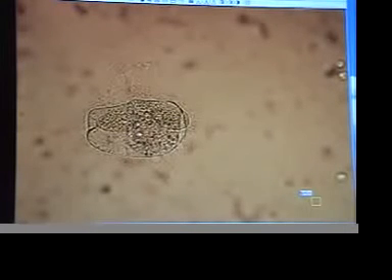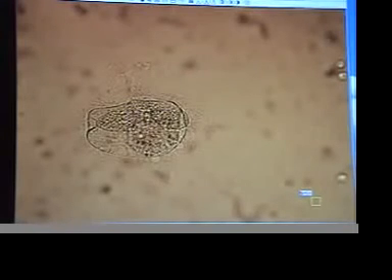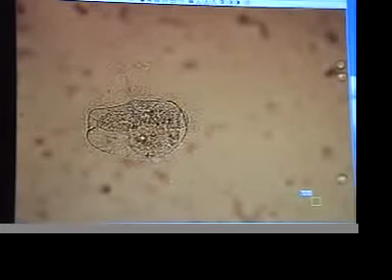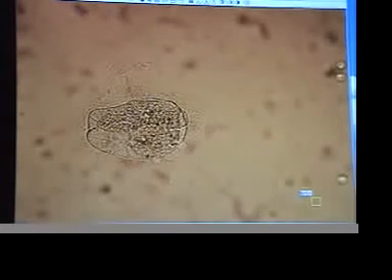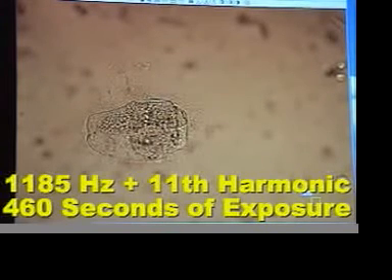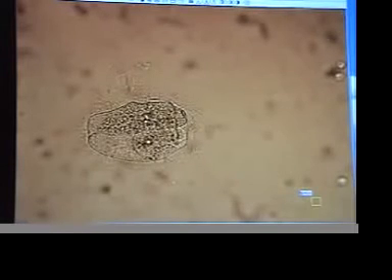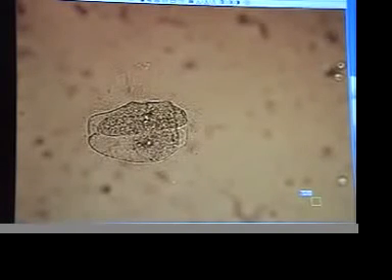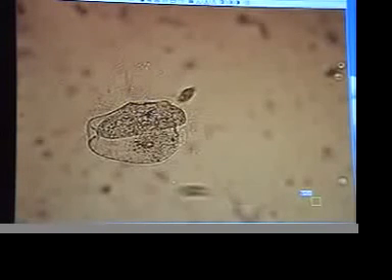Continued morphological transformation of the Paramecium caudatum protozoa. This is live. You're seeing it in real time. It has undergone, excuse me, 460 seconds of exposure, and we continue to see changes in the organism. There may be other organisms changing at the same time, but we will stick with this one.